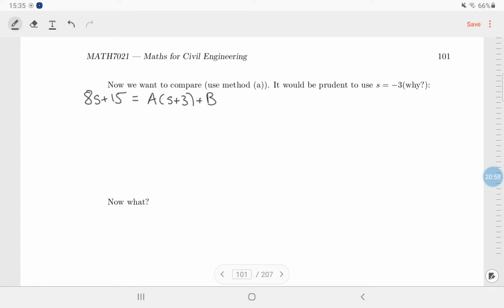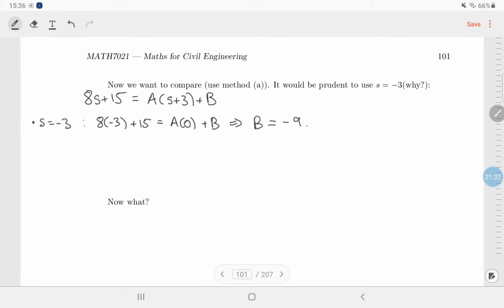I'm going to recommend that you substitute in values of s. So the cleverest value to throw in at the moment is s equal to minus 3, because that will kill the s plus 3. So substitute in s equal to minus 3 into both sides. So you get 8 times minus 3 plus 15 equal to a times 0, killing the a, plus b. And so you get the b quite easily. B is equal to 15 minus 24, is it? Minus 9.